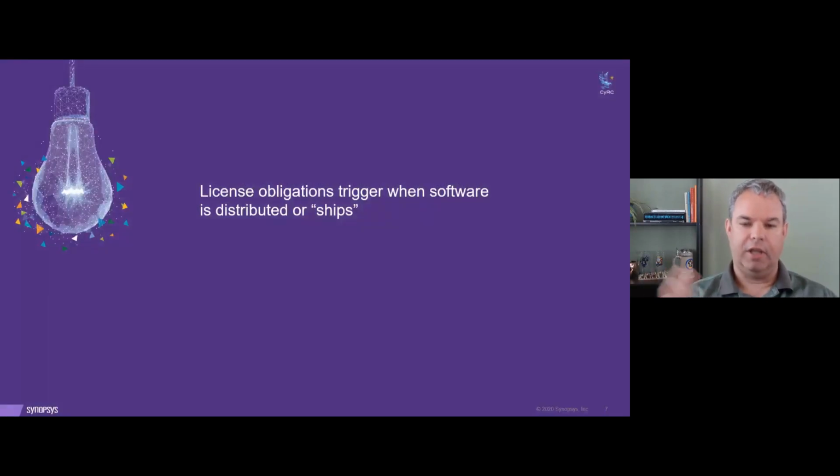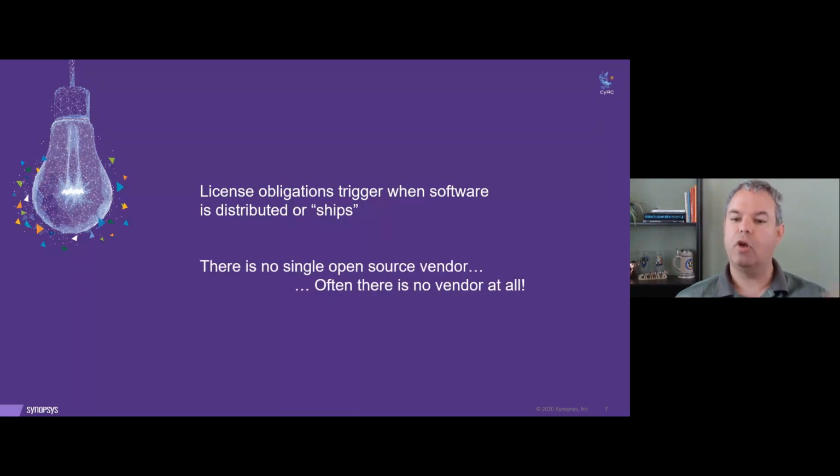Now, there is an important concept in the world of open source, which is the license. You can think of the license as the set of obligations and the rights that are granted to the user of that software when that software somehow is distributed or ships. Now, one of the big problems is that there's no single open source vendor. There is often no vendor at all, but there is still a license. So you need to adhere to the terms of the license.